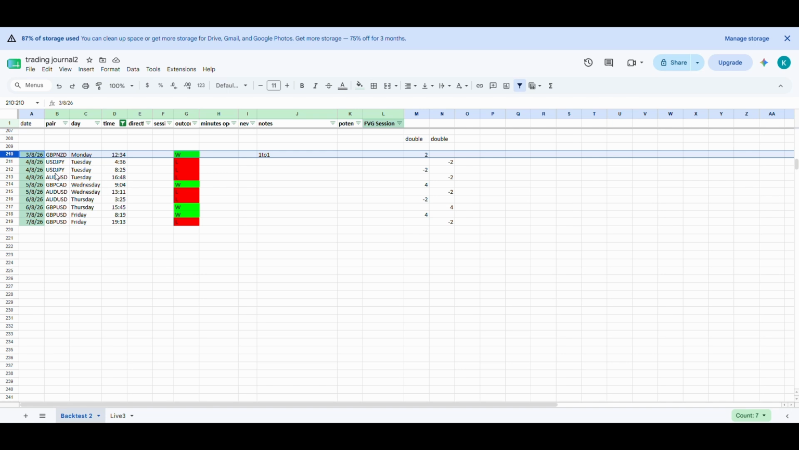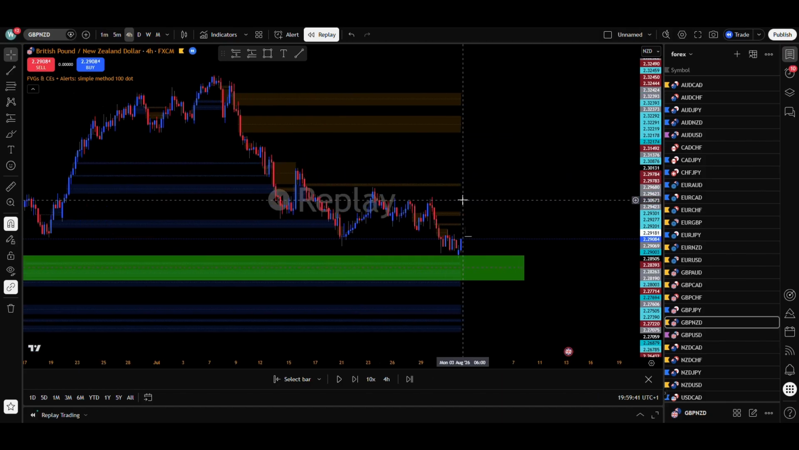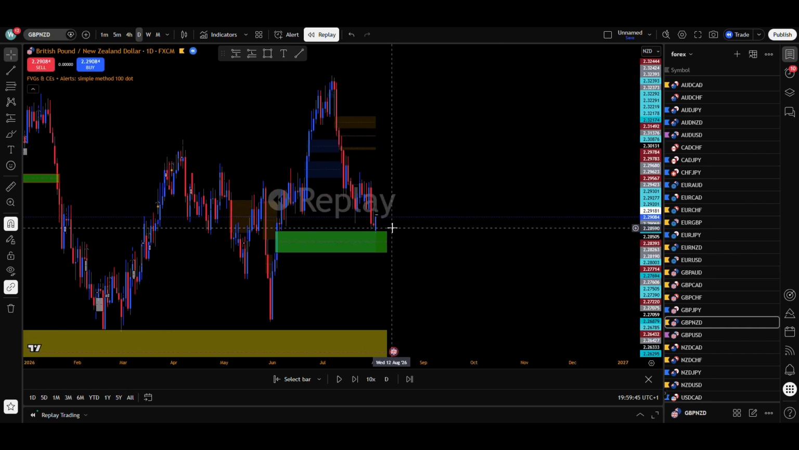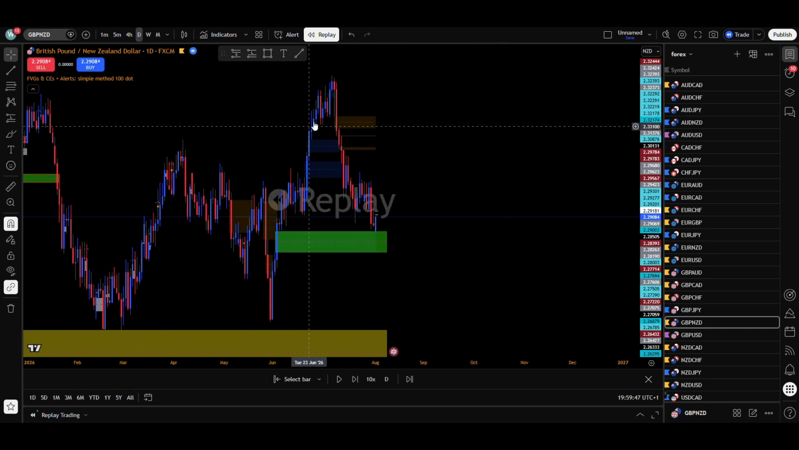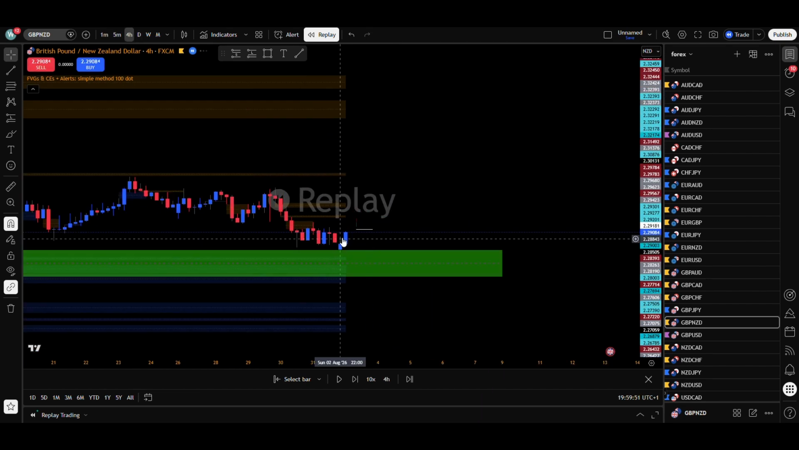I traded with a 1 to 2 risk reward ratio, but this one was a 1 to 1. I'll get into why now, actually. So GBP NZD, 3rd of August, which we are here. If you go into the daily, as you can see, we're in an uptrend, going up. So if you bounce off a daily, look for a 4 hour fair value gap, which I found right there.